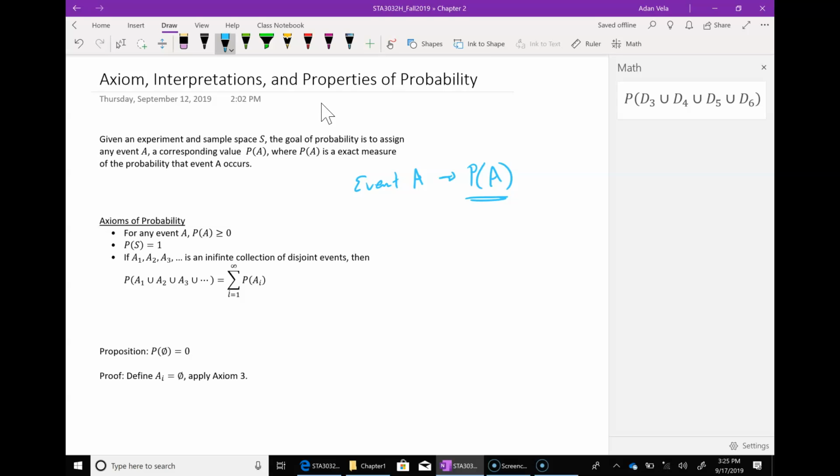Yeah. Okay. So keep in mind here that in this definition, we don't necessarily relate all the events A1, A2, A3, all the way out to infinity.